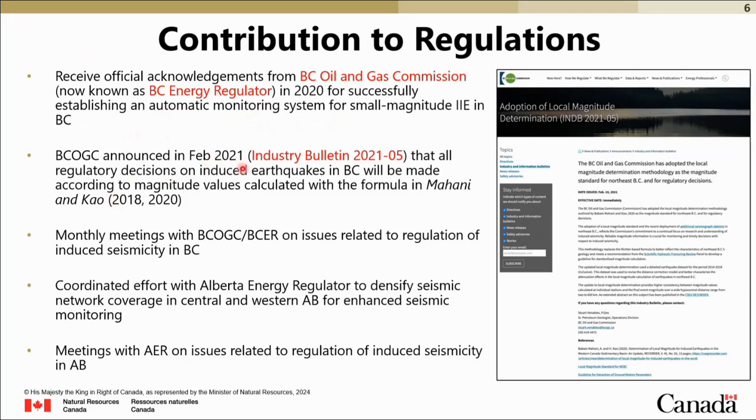And in 2021, BC OGC announced that all regulatory decisions on induced earthquakes in BC will be made according to the magnitude values calculated with the formula that we published in 2 of our papers. And this was announced in their industry bulletin 2021-05, and here is the example of that announcement.